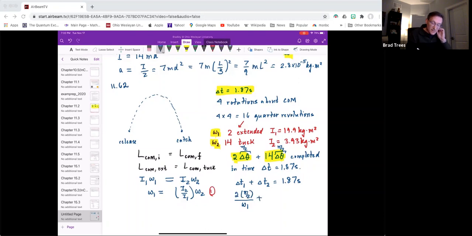And for the delta T2, I have 16 quarter revolutions completed at the rate omega 2. And that total amount of time must be 1.87 seconds.